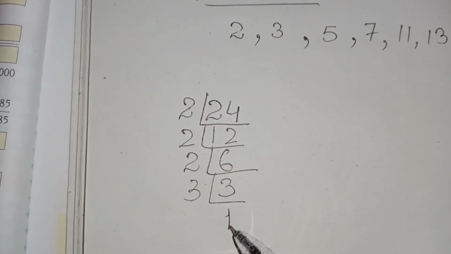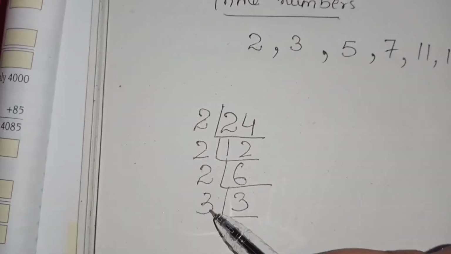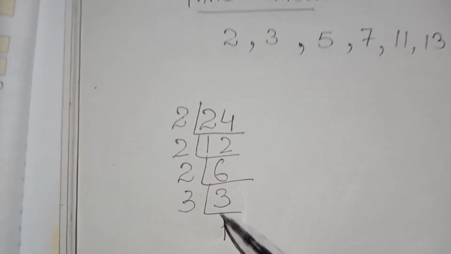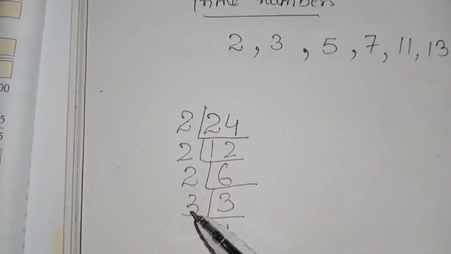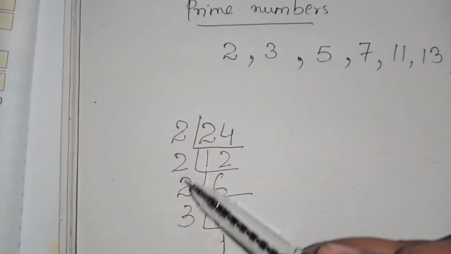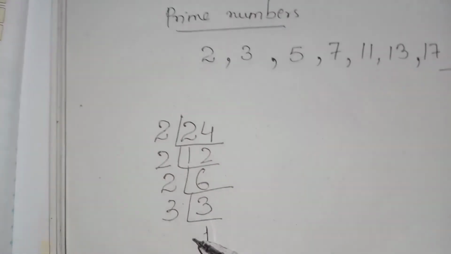Okay. 1 is not a prime number. These are the prime numbers. Just to make you understand and not to make you confused, I have written here 3 ones are 3, so that you don't get confused. So these 2, 2, 2, 3 are the prime numbers, not 1.